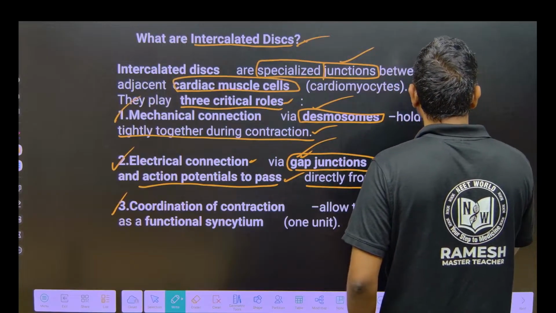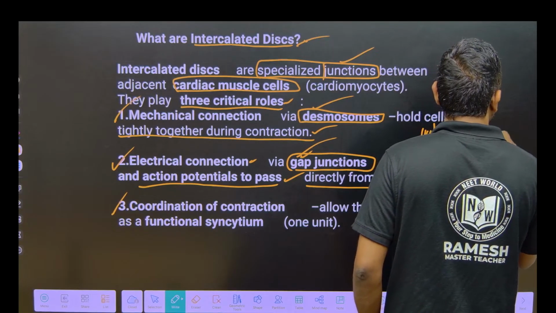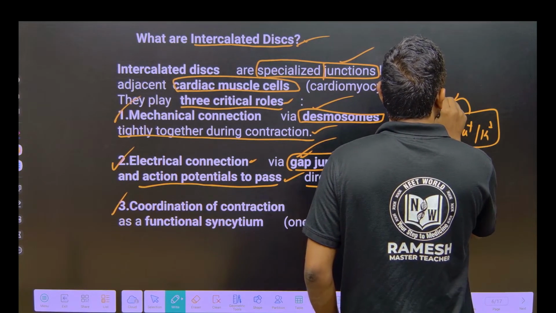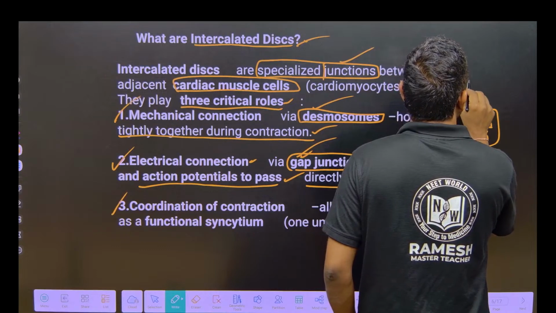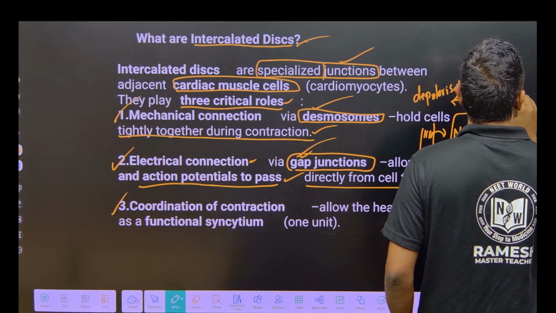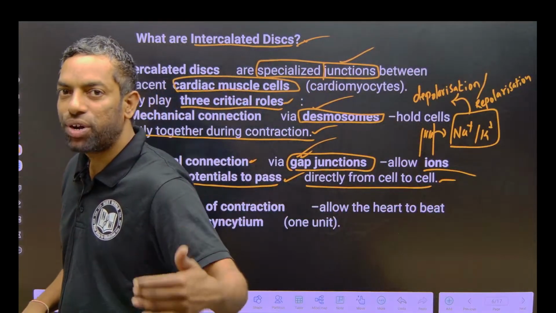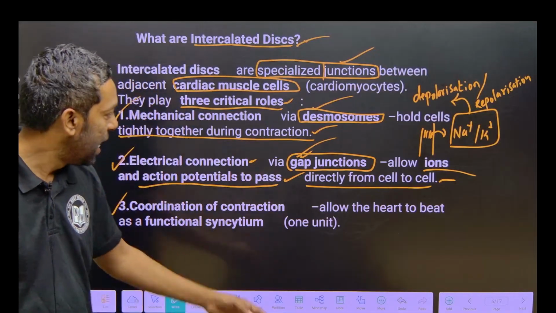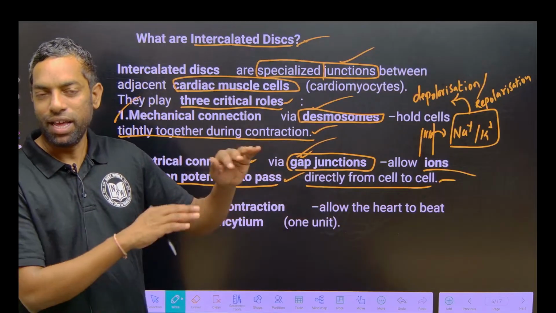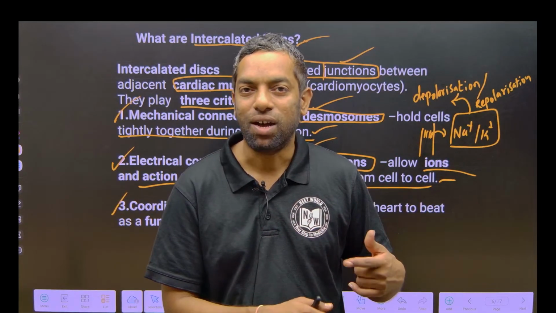In the cardiac muscle, guys, just look here, there is a sodium potassium pump for the depolarization and repolarization. Depolarization and repolarization take place by the sodium potassium pump, where the gap junctions are activated and allow ions through the cell to cell connection. There is a transfer of ions that makes the cardiac cells depolarize or repolarize.